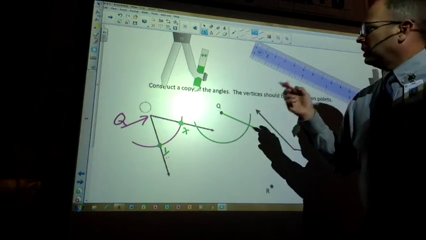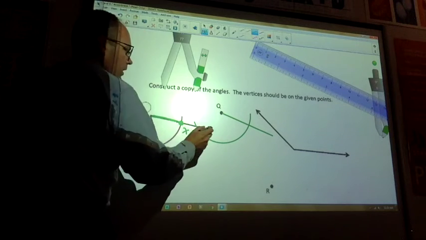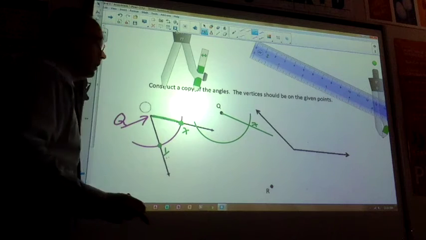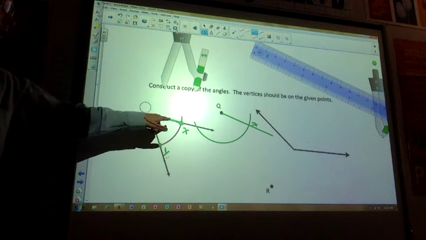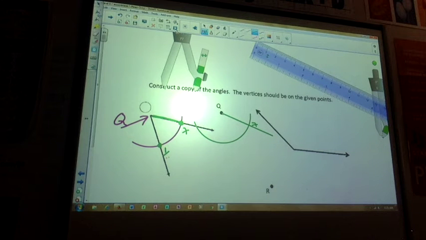So what's taking place up here is this line right here and this line right here are the same. So I'm just going to name that point X. So this QX is the same as that QX. All right?